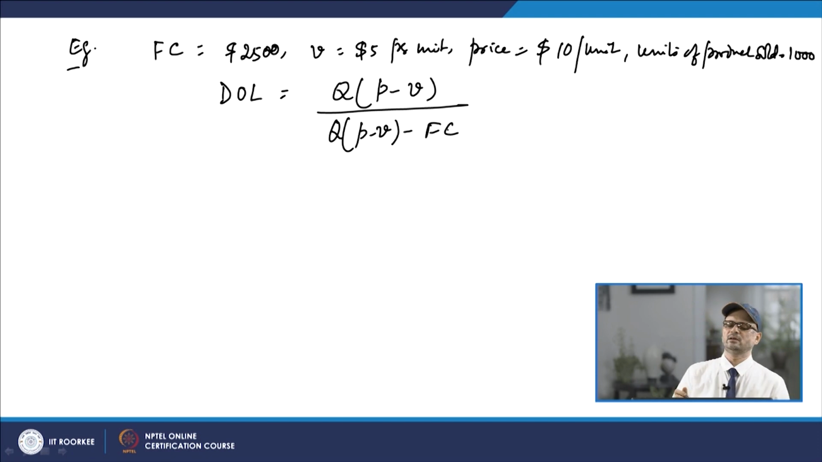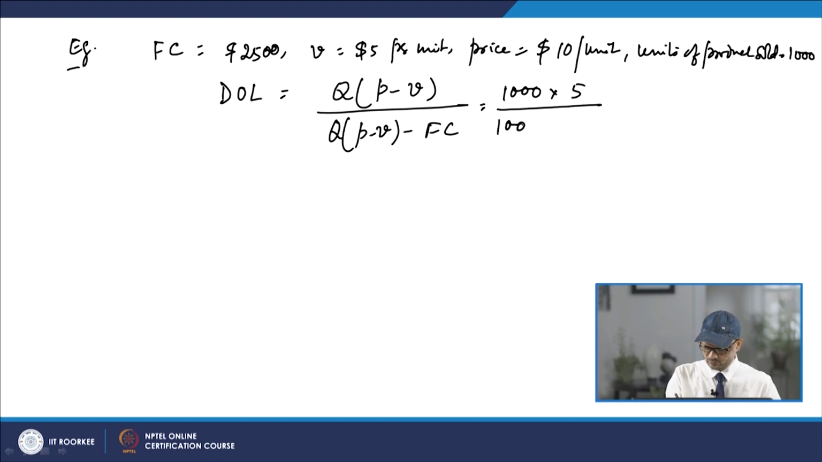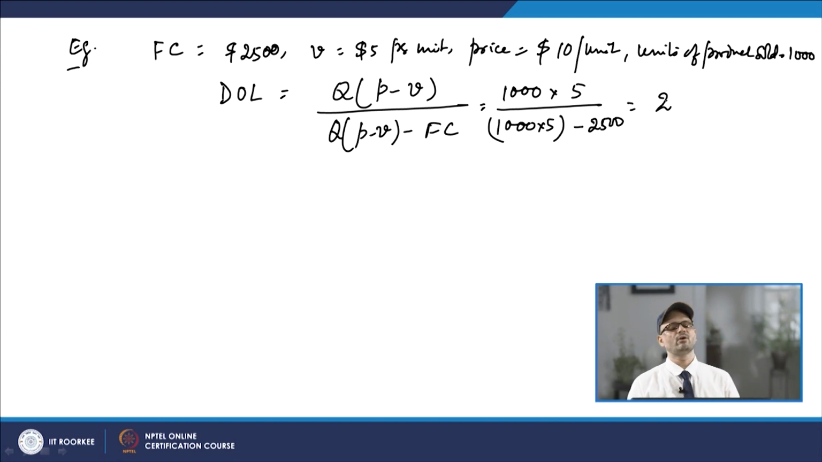So, if you put these expressions in, Q is 1000 and P minus V is 10 minus 5, so it will be 5. Similarly, you will have Q into 5 minus the fixed cost, that is 2500. So, you will get 5000 here and this is 2500, so it will be 2. So, it means that for every 1% change in sales, you will have a 2% change in the operating income in such cases.